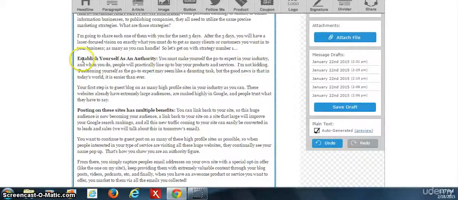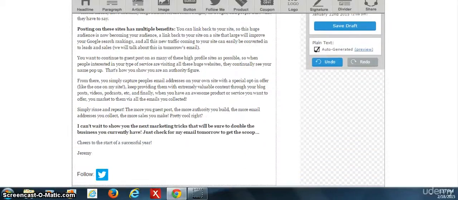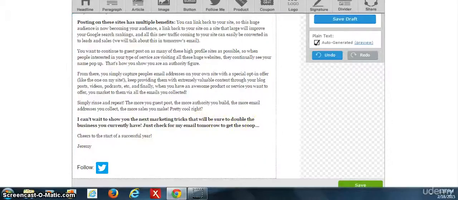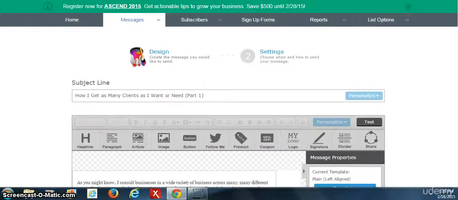And then I give them my first strategy, which is establish yourself as an authority. So that's it. Basically, I just give them the first strategy. I let them know that this is going to be a three-parter. And then at the end here, which is very important, I say, I can't wait to show you the next marketing tricks that will be sure to double the business you currently have. Just check for my email tomorrow to get the scoop. So I'm letting them know that they need to check their email tomorrow to get the next lesson. So let's go back into the third email.